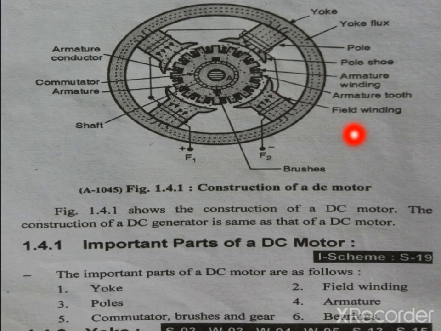The next part of the DC motor is the armature winding. The armature winding is placed on the armature core. This winding is placed in these slots. Armature conductors are made up of copper. These armature conductors are interconnected to form the armature winding. These laminations are called the armature tooth.